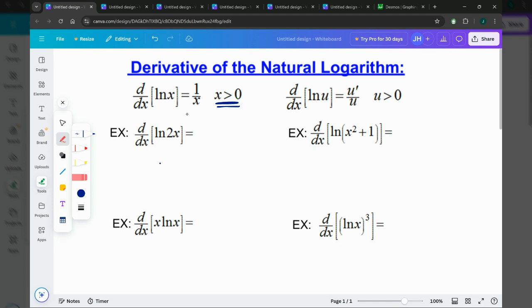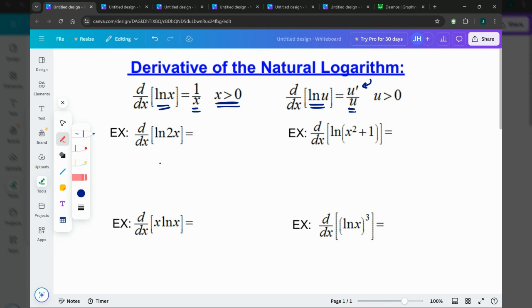Now, what's the derivative of the natural log of x? The derivative is 1 over x. That's our formula. But let's say I was taking the derivative of the natural log of a function u. Let's say u is a function of x. Well, it would still be 1 over u, but you'd have to multiply by the derivative of the function, u prime. So the derivative of the natural log of u is u prime over u, given that the function doesn't equal 0 or the function is less than 0.